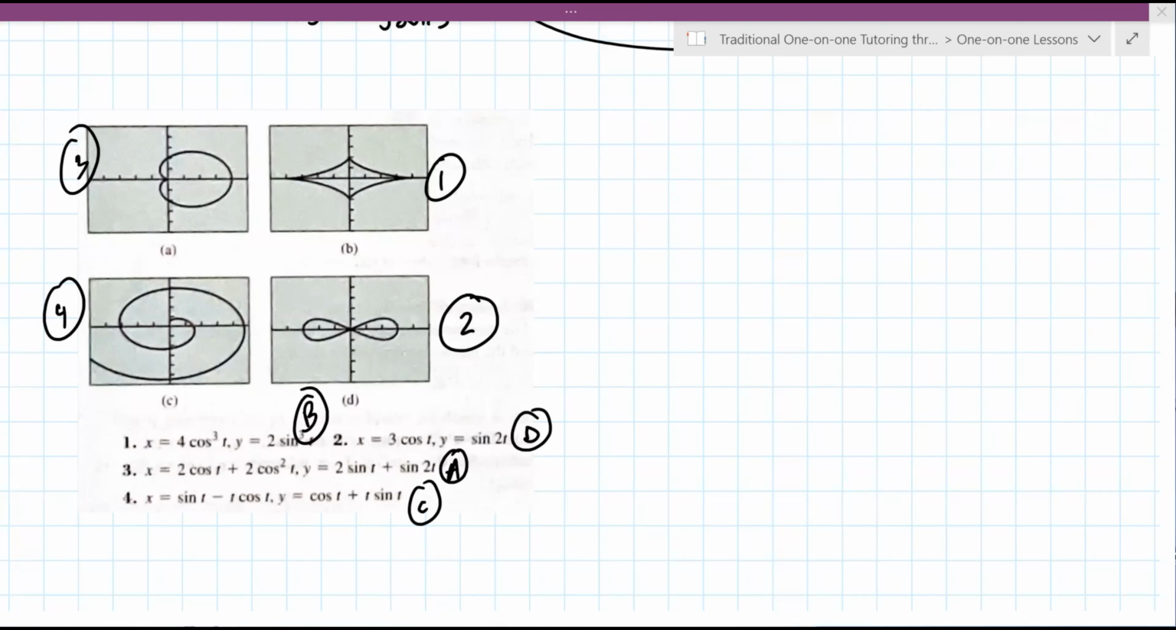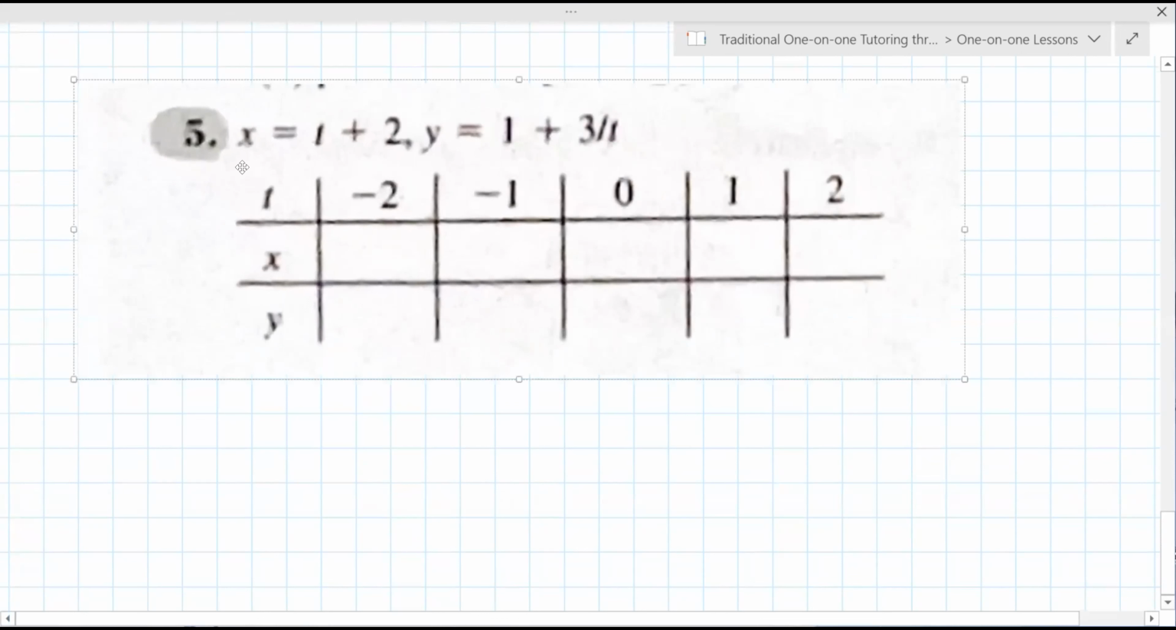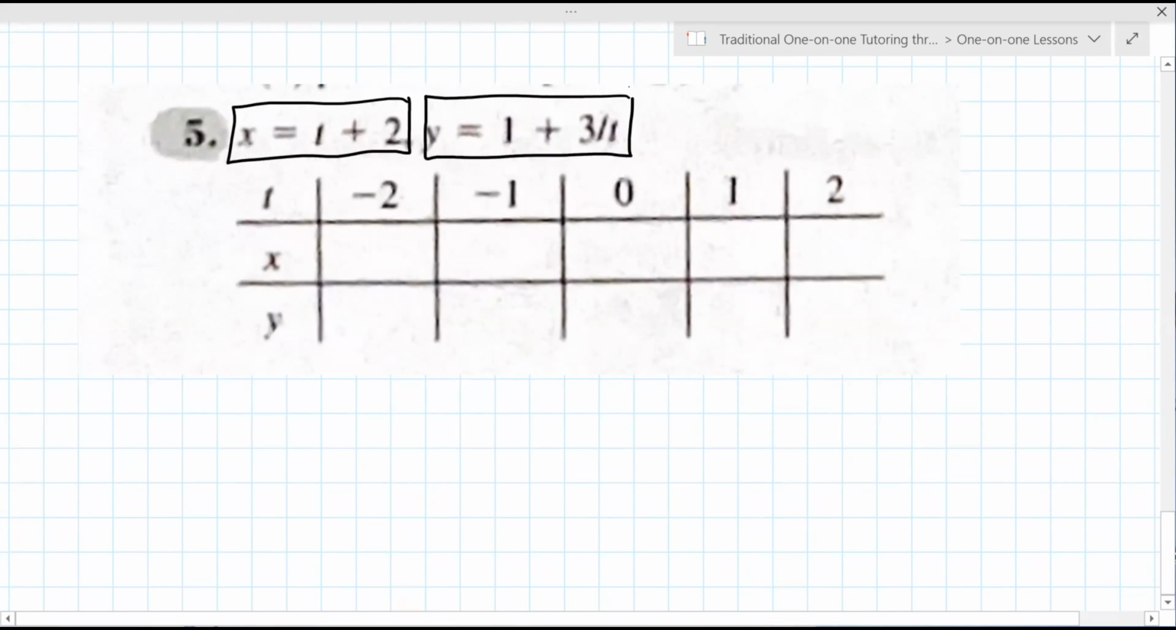I guess we can do 5 and 6. They're not bad. Okay. So they give you X and they give you Y, and they're in terms of T. So you're taking this T value and just plugging it in for X, and then you're plugging it in for Y. You're just putting those values in the table. And then to create a graph, I would just graph it in Desmos, and I will do that and snip it in so that you can see it here. But let me get some of these points here.